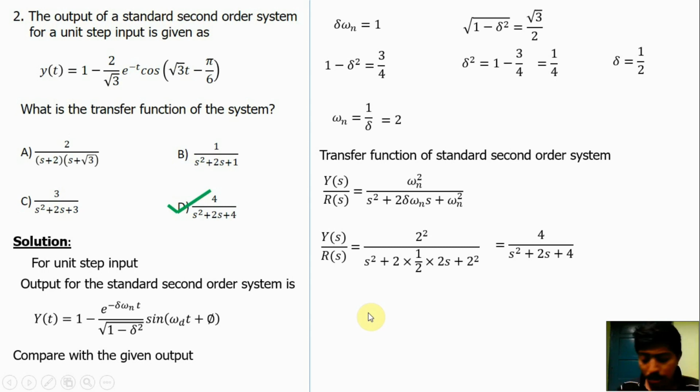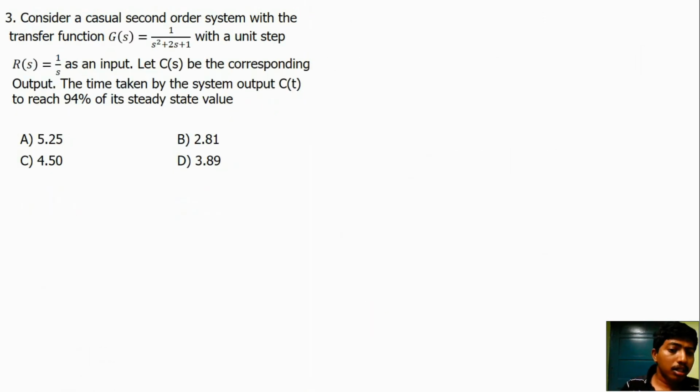Okay, third question. The third question is also from time domain specification. The objective of this question is, we have to find the time taken by the system to reach 94% of the steady state value. Here R of s is 1 by s, step input is given, and the transfer function of the system is given.